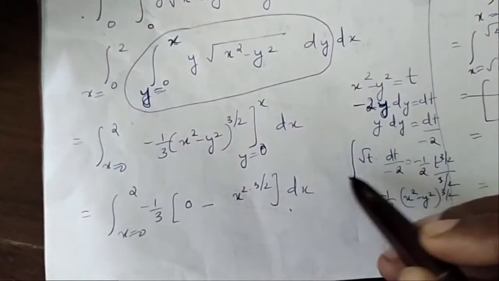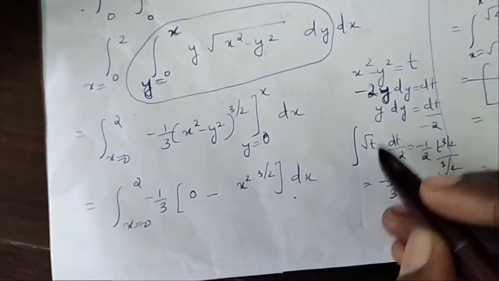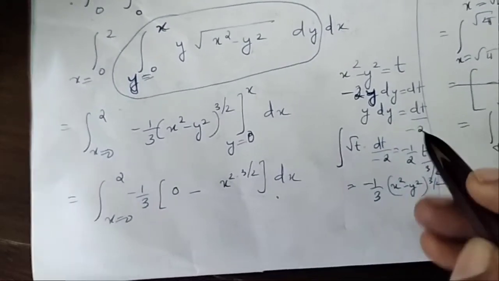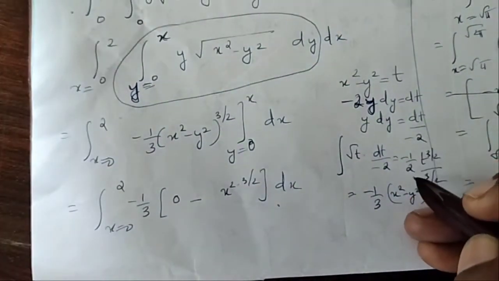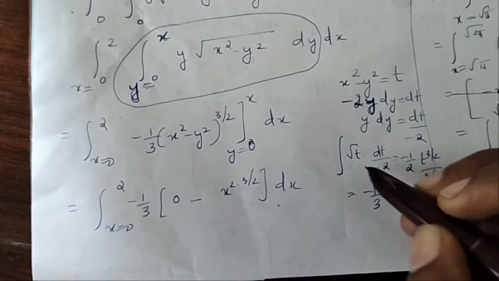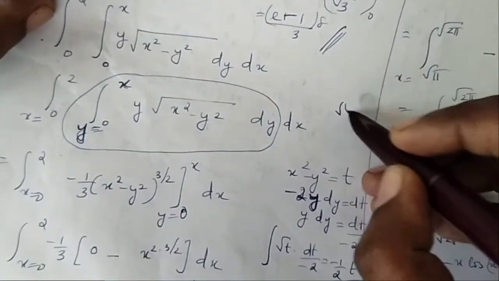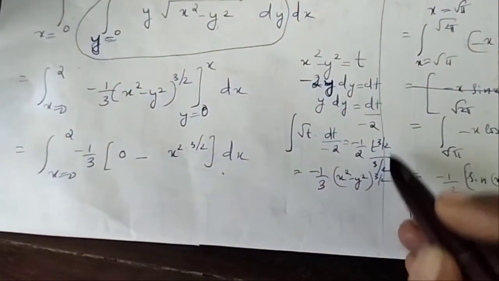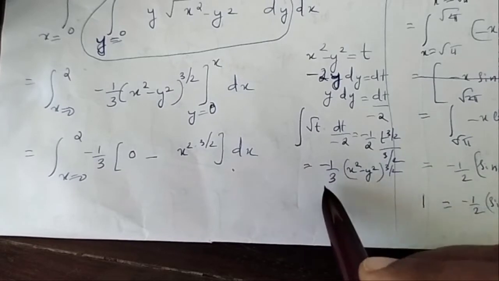So it is the integral of, just writing the terms with respect to t, root t into y dy becomes dt by minus 2. Or we can take minus 1 by 2 as a constant, then root t. Integral of root t with respect to t, root t means t raised to 1 by 2. So what's the integral of t raised to 1 by 2? T raised to 3 by 2 by 3 by 2. So the 2 cancels, so it is minus 1 by 3.